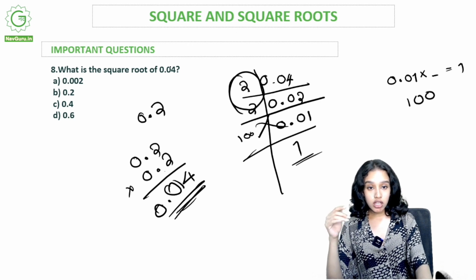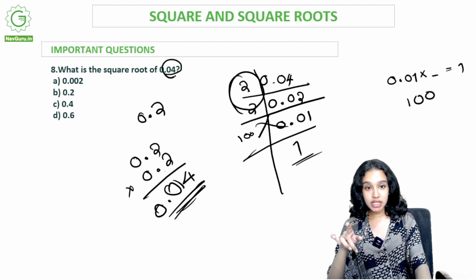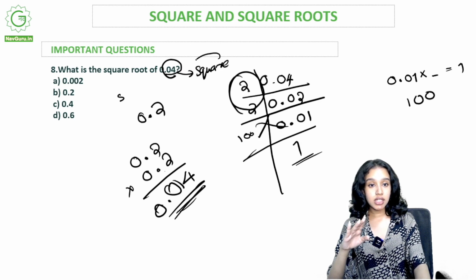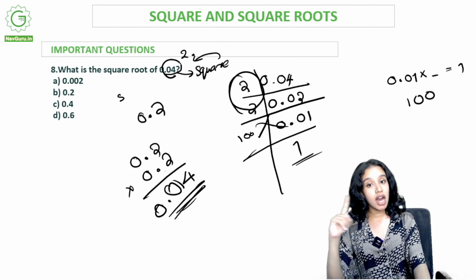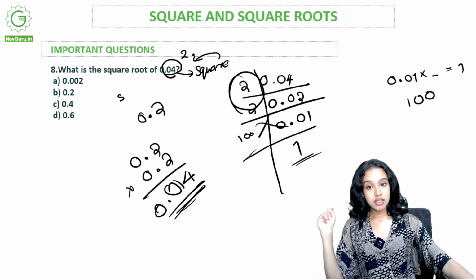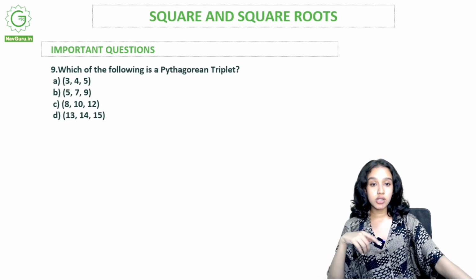So if the square of a number has 2 decimal places, the number would have 1 decimal place, or half of its decimal places. Now, moving on to the next question.